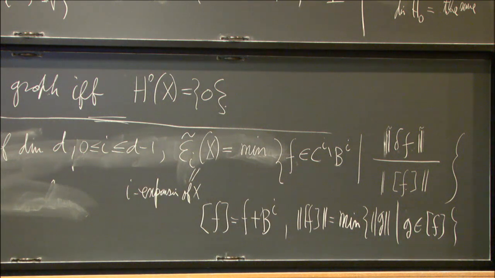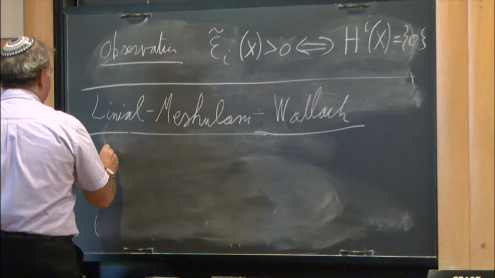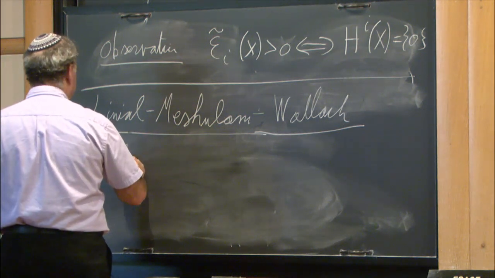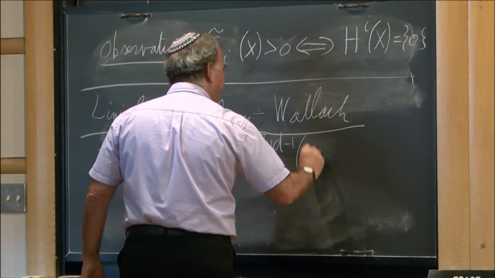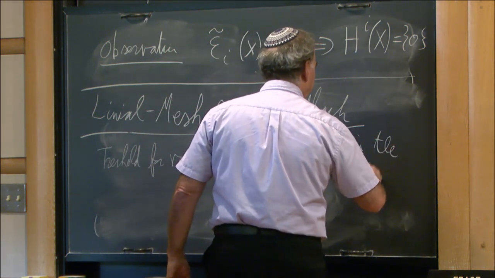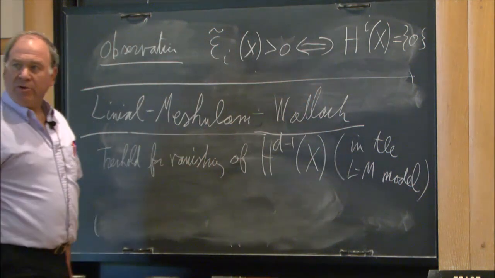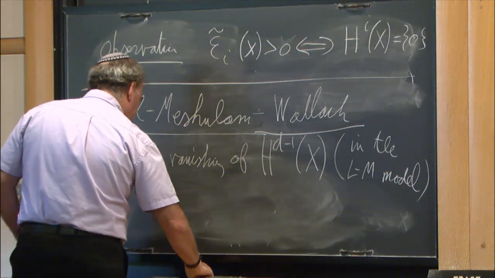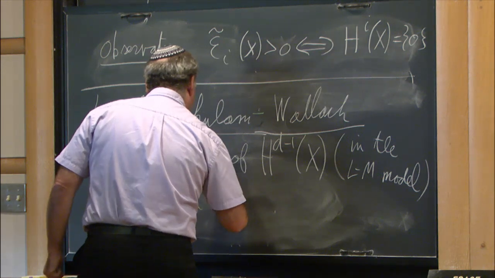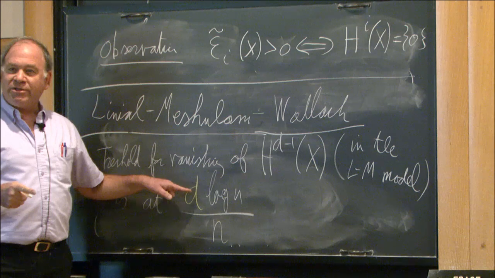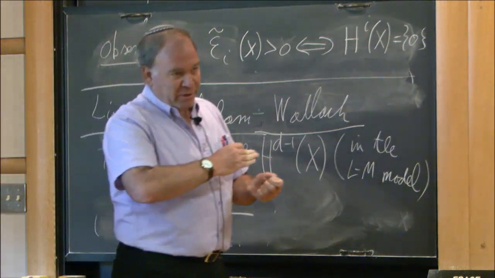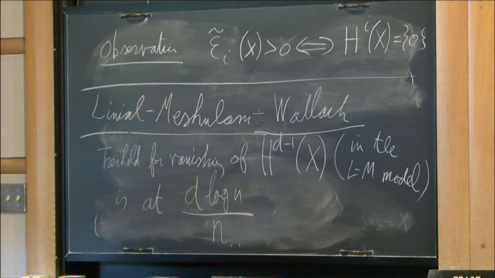And they proved the following beautiful result. In fact, they proved it in dimension two, and then Meshulam and his student Wallach proved it in the general case, dimension D. They show that the threshold for vanishing of H_{D minus one} of X, and I want to stress, in the Linial-Meshulam model, the model is part of the game here, is at D times log n divided by n. You remember for graphs, we have log n divided by n. For two dimensional, twice log n. For d-dimensional, d times log n over n. So that's very beautiful. If you take probability less than that, the cohomology does not vanish. Probability more than that, it vanishes.